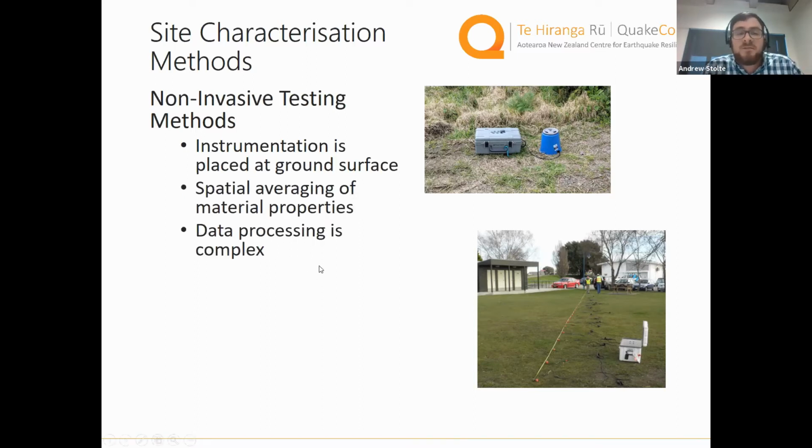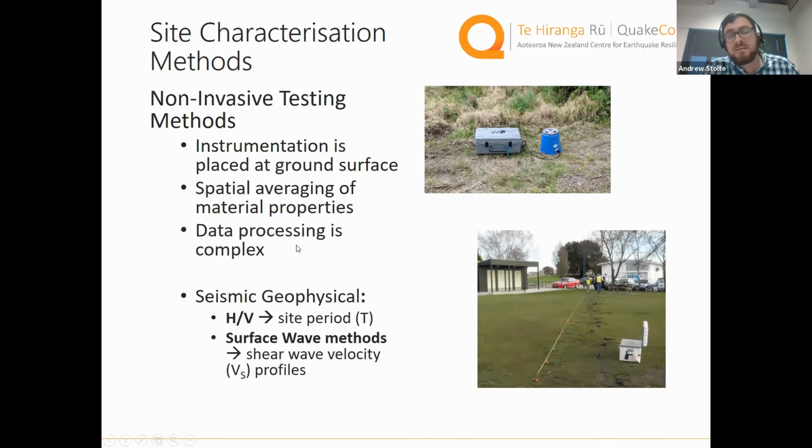A disadvantage of the non-invasive methods is we can't directly measure shear wave velocity. Instead, we have to do some data processing to pull it out. The methods that I'm going to actually talk about in this presentation are two. The first one is a little bit simpler, called the H/V method, where we get site period. And then I'm going to talk about the more complex methods, surface wave testing, where we are able to get shear wave velocity profiles in the end.